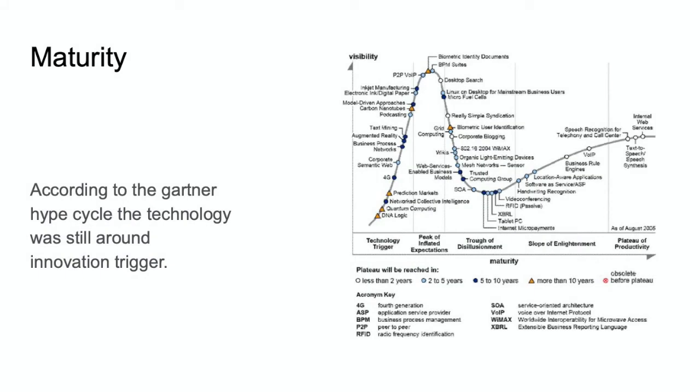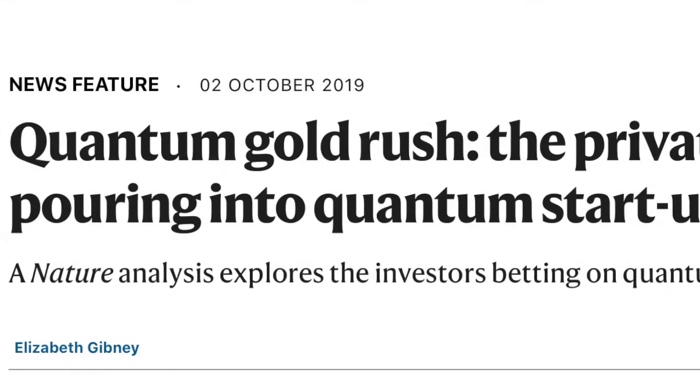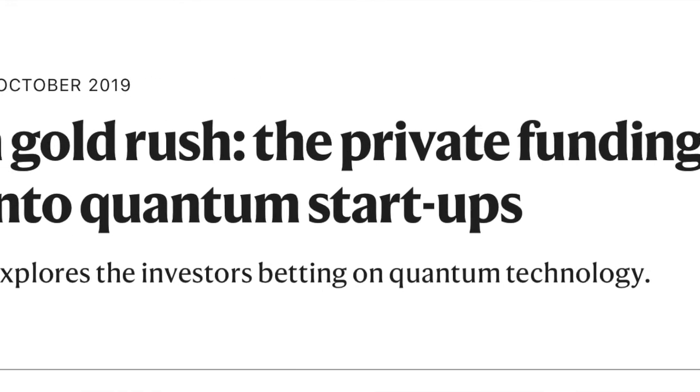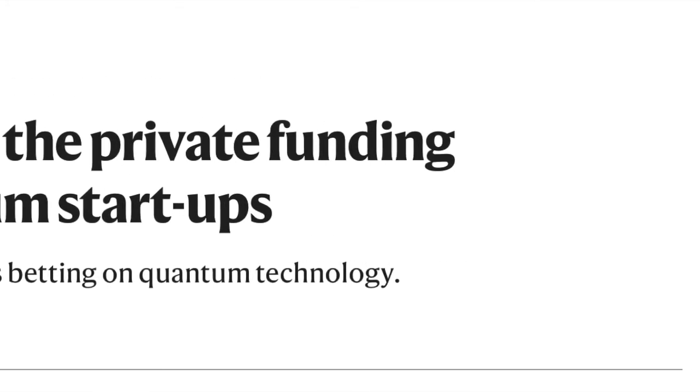As for the maturity of this technology, according to the Gartner Hype Cycle 2005, the technology was still around the innovation trigger. It has been there for more than 10 years. According to an analysis by Nature, quantum computing has been termed as the gold rush.